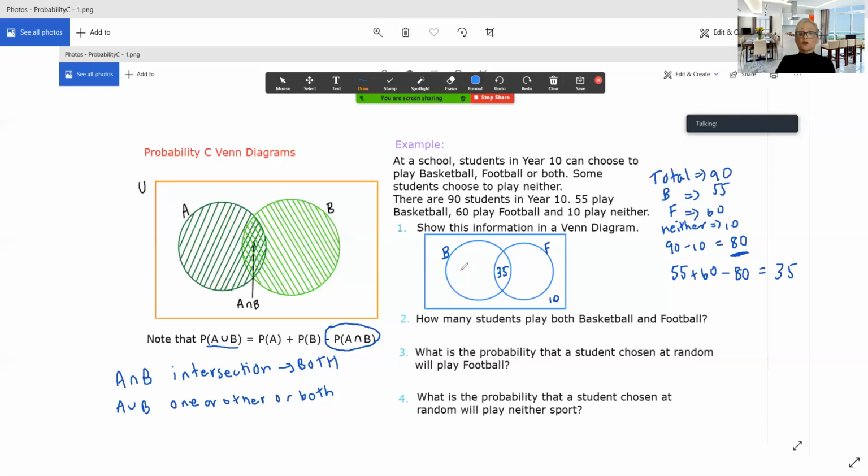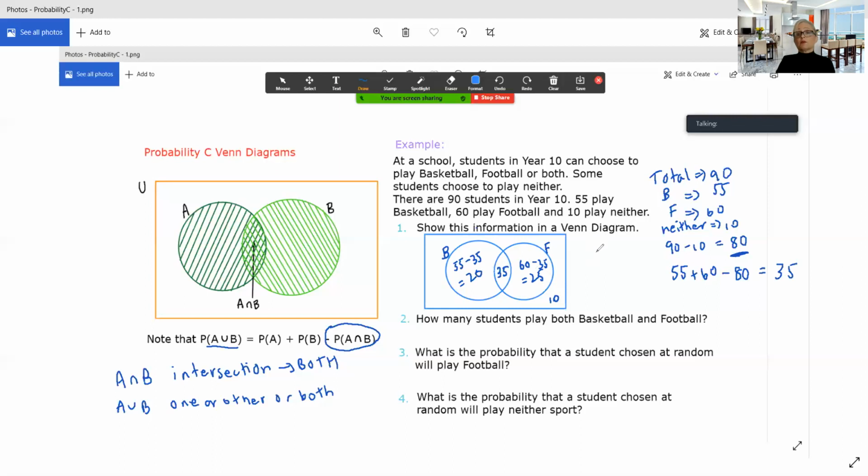How do we work this bit and this bit out? Well, basketball total we know is 55. 35 of those have already been accounted for in the intersection. So what is going to go here will be our 55 minus our 35, which is 20. What's going to go here? Well, total for football was 60. 35 have already been accounted for here. So we're going to do 60 minus 35, which is 25 here. You normally wouldn't put that little bit of work in here, you just put the numbers. And just to double check, 20 plus 35 plus 25 plus 10 does equal 90, so we're all good.